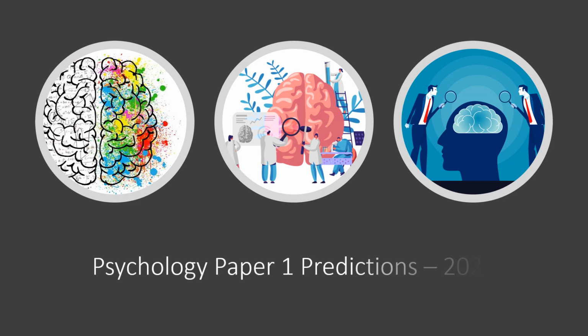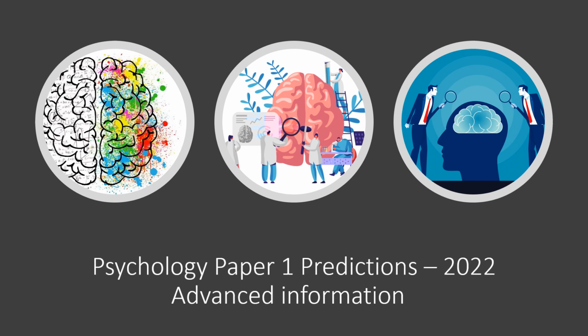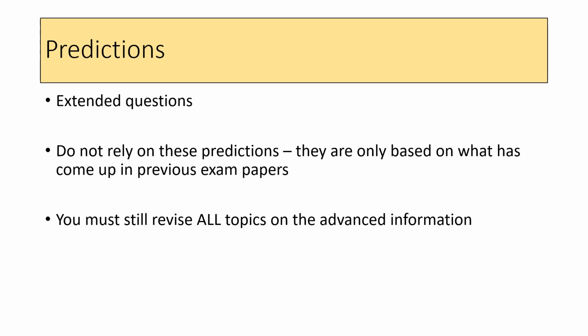So hello all, this is my first lot of predictions for paper 1 for AQA Psychology, looking at all the topics on the advanced information list. Now before I go through my predictions, these are only really for extended questions, so we're not focusing on the lower tariff questions here. And one important thing is that you don't just rely on these predictions.